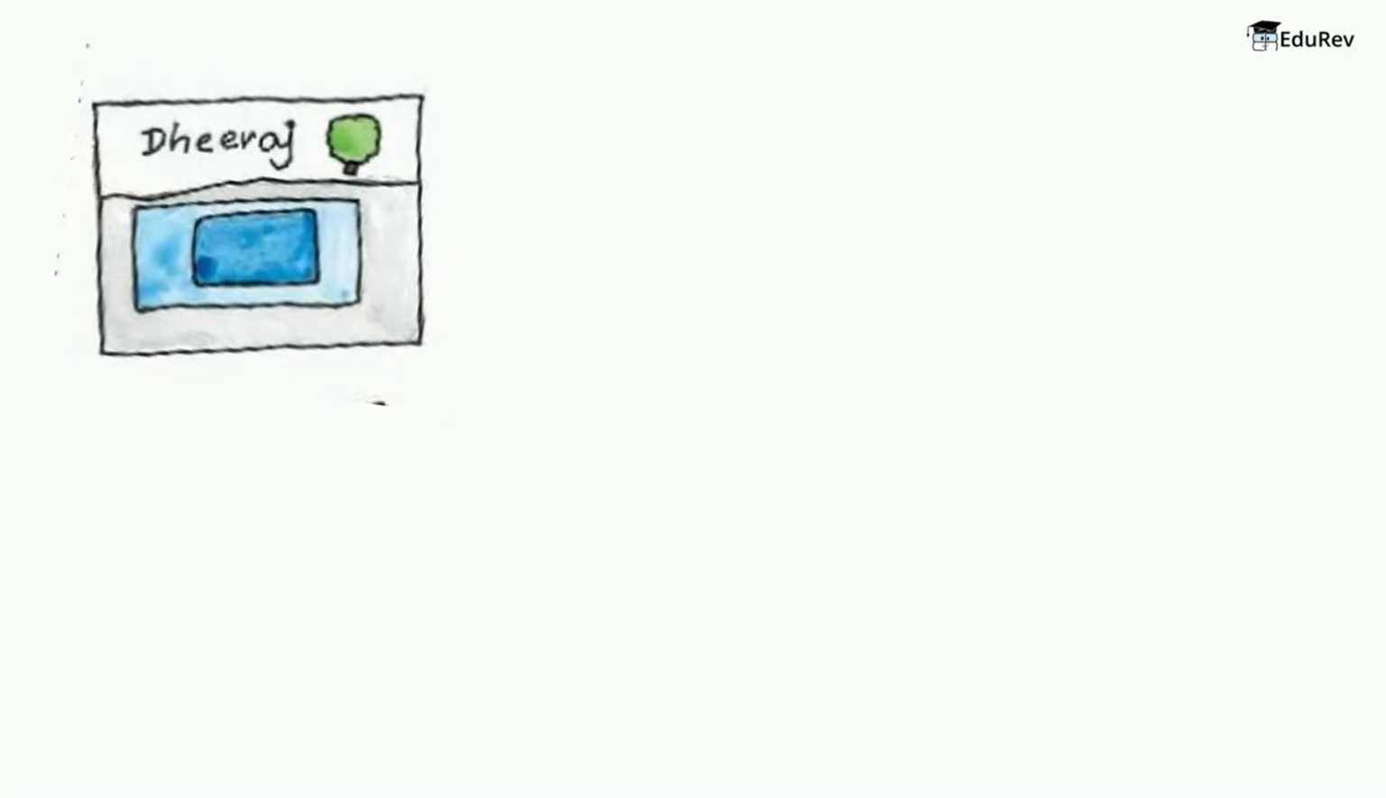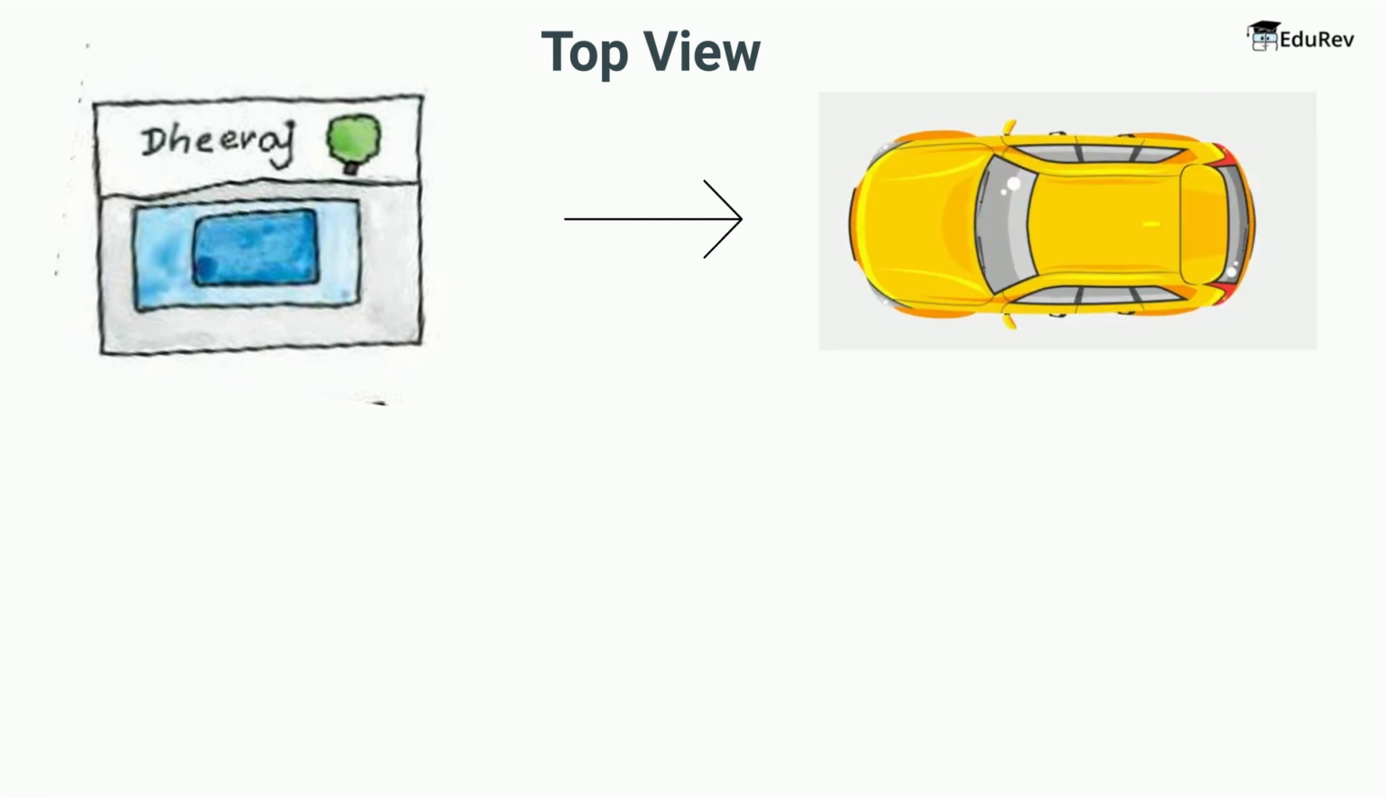There was a kid in the class whose name was Dheeraj. Dheeraj drew the top view of a car, which means Dheeraj saw the car from some height. Dheeraj stood on the rooftop of his house, saw the car from the top and drew the image. Here is the top view of a yellow car. Dheeraj's drawing resembles the top view of this car.